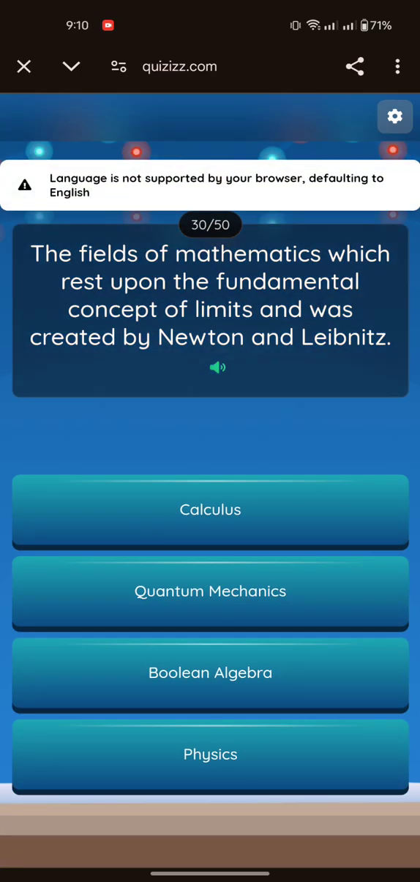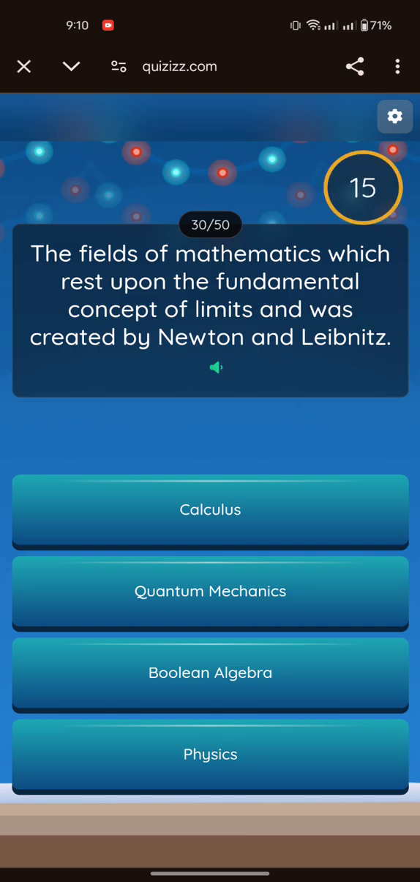Question. The field of mathematics which rests upon the fundamental concept of limits and was created by Newton and Leibniz. Option 1, calculus. Option 2, quantum mechanics. Option 3, Boolean algebra. Option 4.